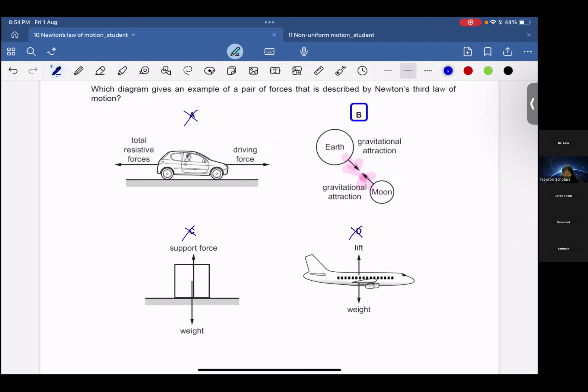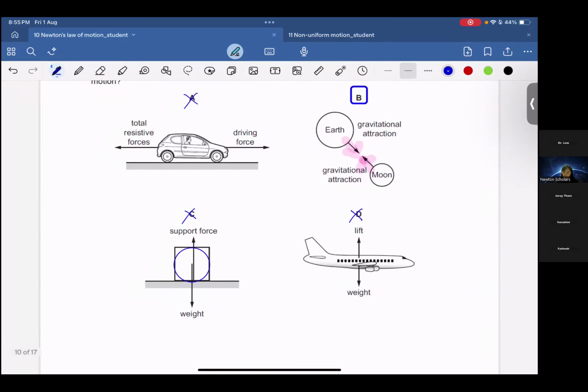Then this one is talking about the support force on this block, so it's still talking about the block. Then this one, the lift-up force and the weight, is still talking about the aeroplane. So ACD don't involve two objects. So ACD is not Newton's third law, only B. Although it's not contact, it doesn't matter. It can be contact, can be non-contact. So we go to question number 2.